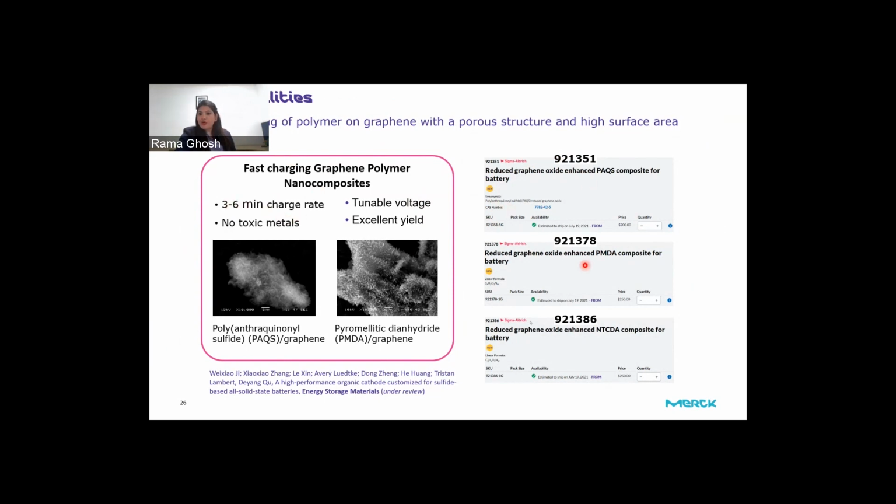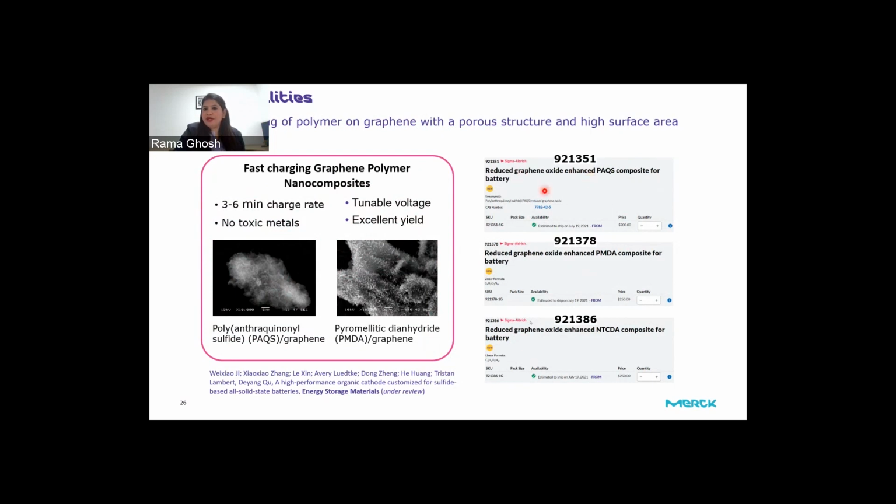This composite does not contain any heavy metal. So from the point of view of environmental safety, we aim to protect the environment without using any toxic metals. Secondly, it has tunable voltage, and when you synthesize it, we got a very good yield as well. This has an excellent yield for the final product.